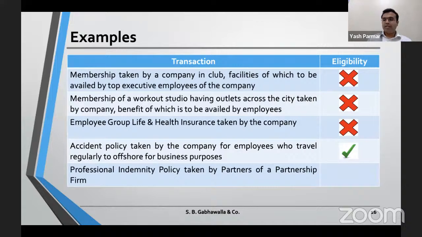Last example, professional indemnity policy taken by partners of a partnership firm. Again, a professional indemnity policy not being a health or a life insurance policy, ITC can be claimed.